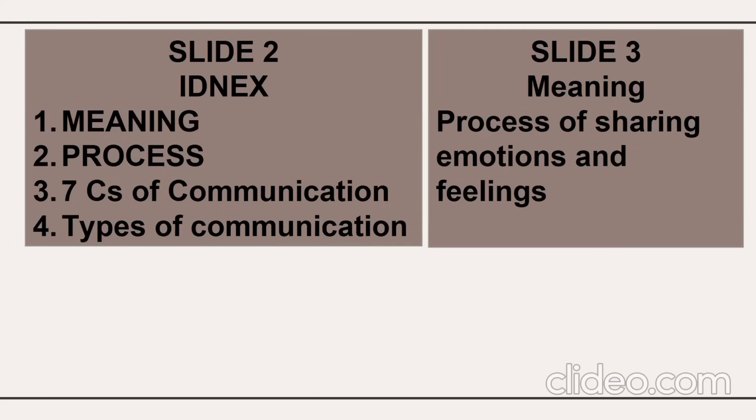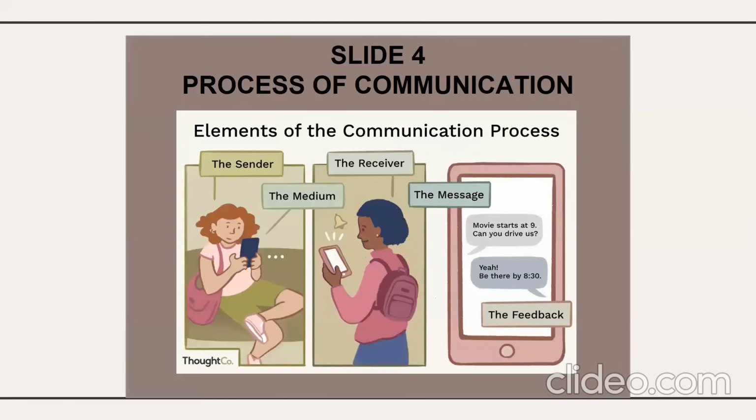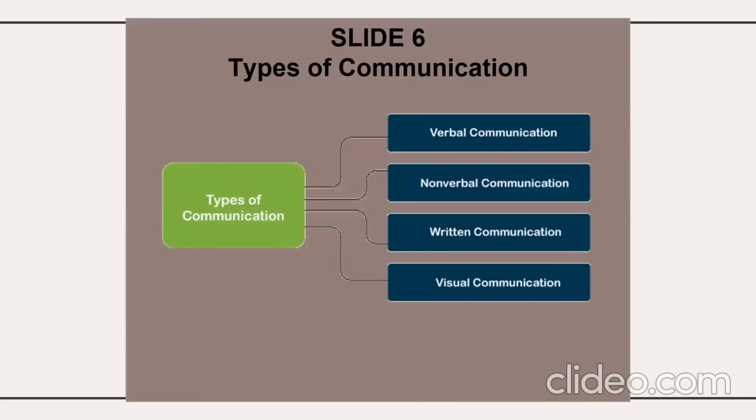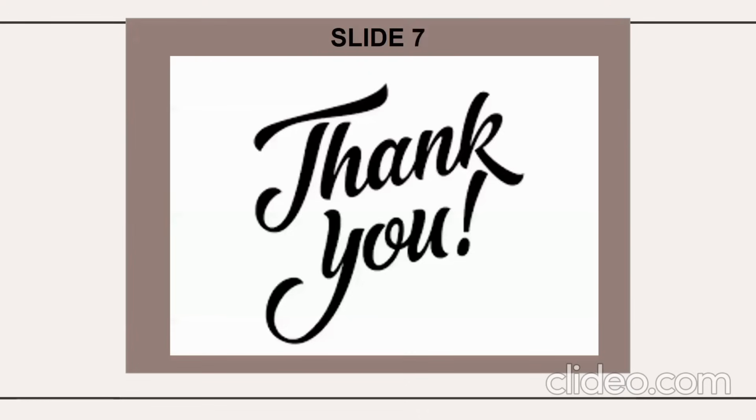Slide 3. From slide 2, we are taking slide 3, the meaning of communication. Then slide 4, the process of communication. Possibly, if you can draw, again it depends on the nature of the topic. If the topic allows you to draw something, draw it. Otherwise, it's not necessary. But write in such a manner that looks very elegant. Then slide 5, 7 C's of communication. Then slide 6, types of communication. And finally, slide 7, thank you. So this is how you are going to make the boxes and draw them on your answer script.